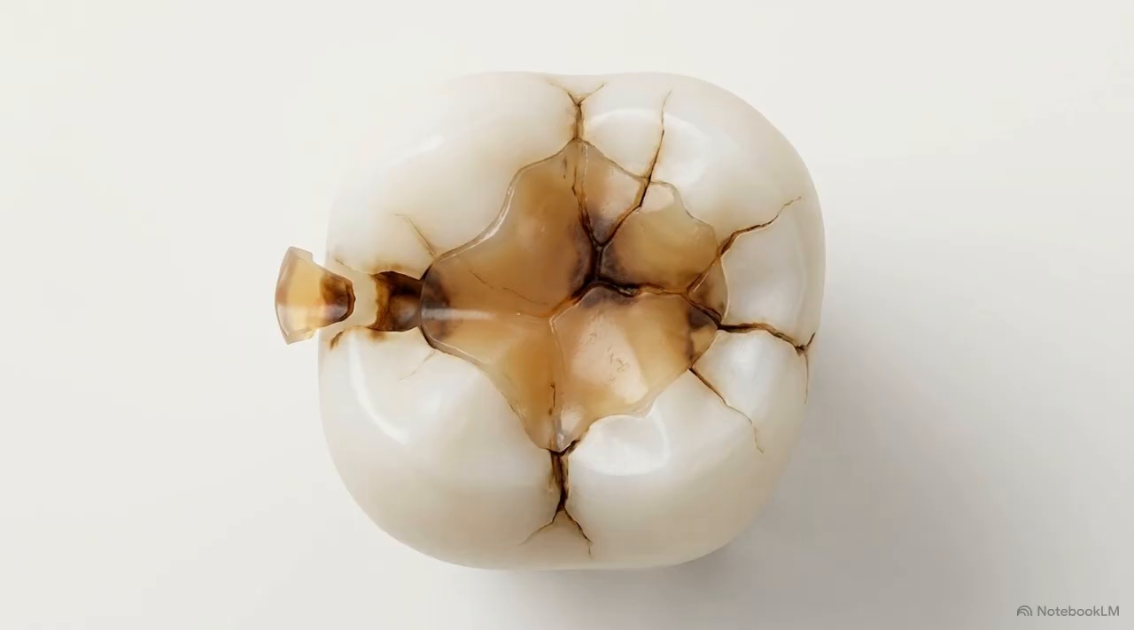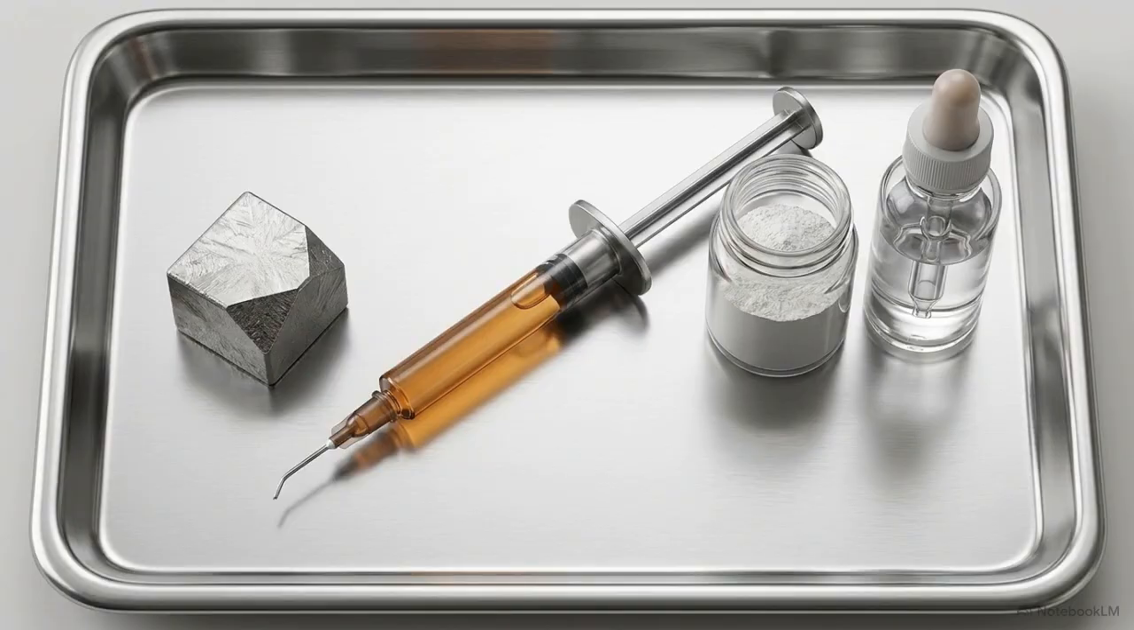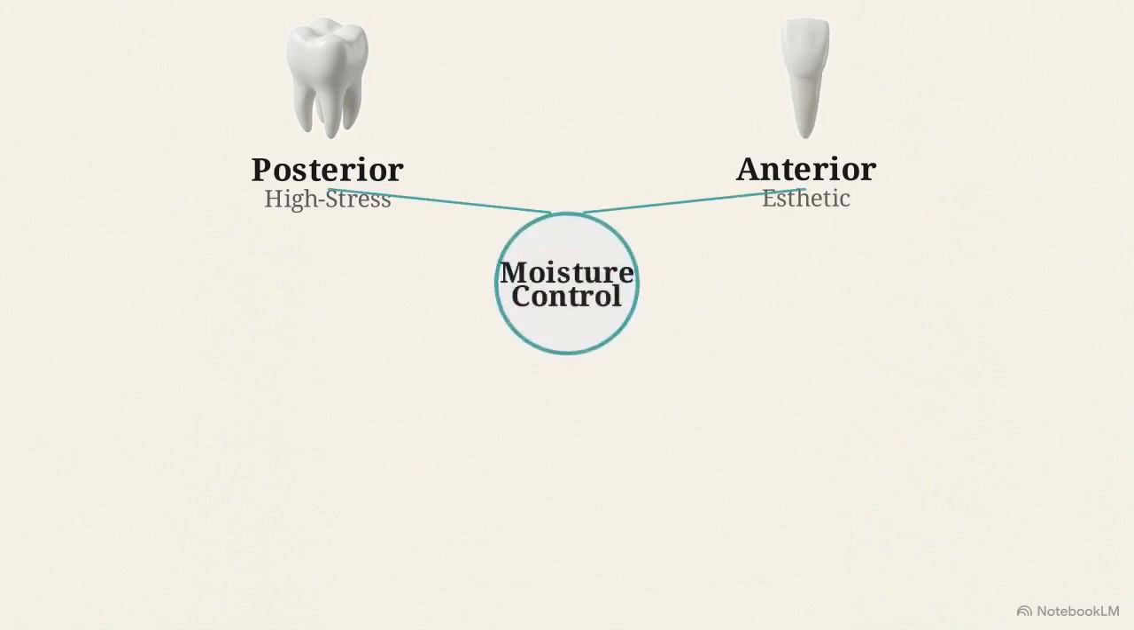A restoration is only as durable as its marginal seal. If the chemical interface fails, the entire biomechanical structure is compromised. Material selection, amalgam, composite, or glass ionomer, is a structural engineering decision based on clinical variables. Every restorative procedure begins with a decision algorithm based on cavity classification. The clinician identifies if it's a high-stress posterior zone requiring compressive strength or an aesthetic anterior zone.